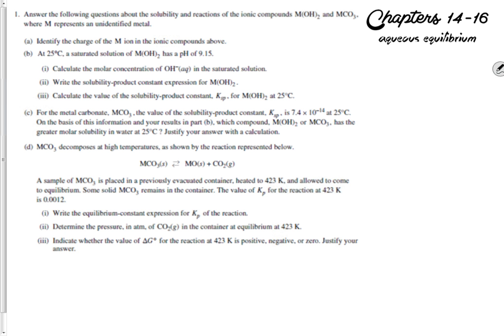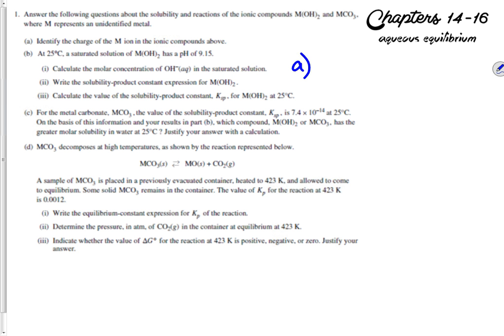Here we go. Answer the following questions about the solubility and reactions of the ionic compounds MOH2 and MCO3, where M represents an unidentified metal. So first, A, identify the charge of M ion. Just based on what they have there, you should know what the charge is. What's the charge of that M? 2 plus, correct? Should be.